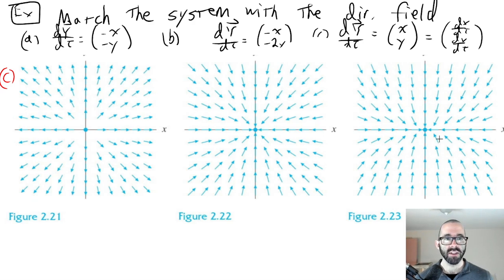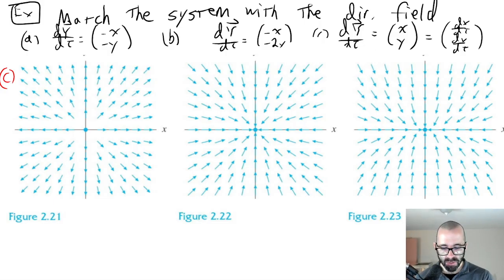The answer is over here, right? You can see over here, Y changes. As Y changes, the vectors only change a little bit. But as Y changes over here, the vectors change a lot more. So that tells us this one over here is B.